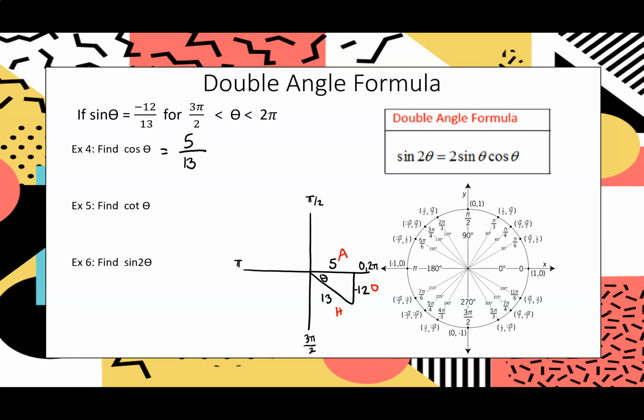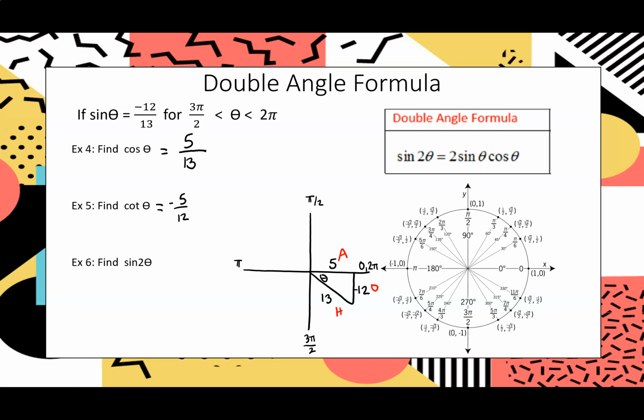Okay, what's cotangent? Cotangent is adjacent over opposite, right? It's the reciprocal of tangent. So my adjacent over opposite is just going to be 5 over negative 12, and it doesn't matter where we put the negative. We could put it with the 12 or the 5, doesn't matter at all.